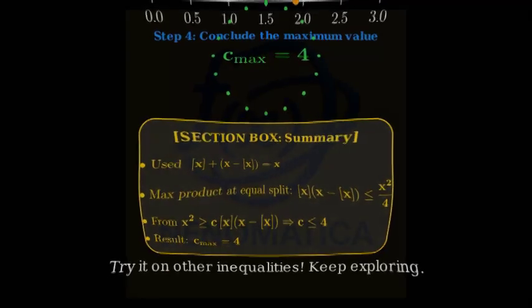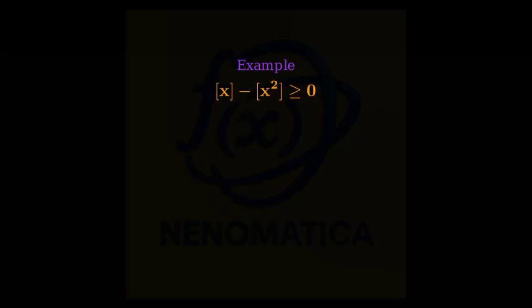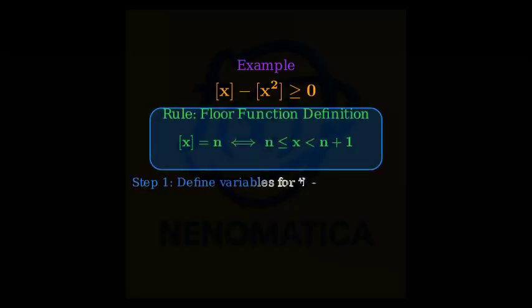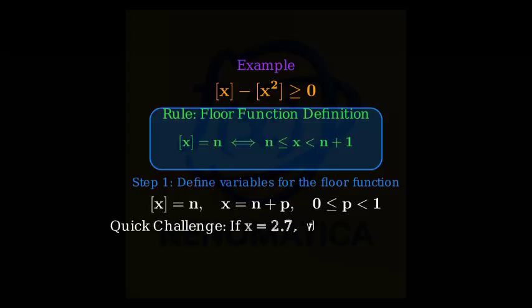Great work! We will solve the inequality, floor of x minus floor of x squared is greater than or equal to 0, following a precise 7-step algorithm, with rule boxes before each step. Step 1. Define the floor function. We write x as n plus p, where n is the integer part and p is the fractional part with p between 0 inclusive and 1 exclusive.